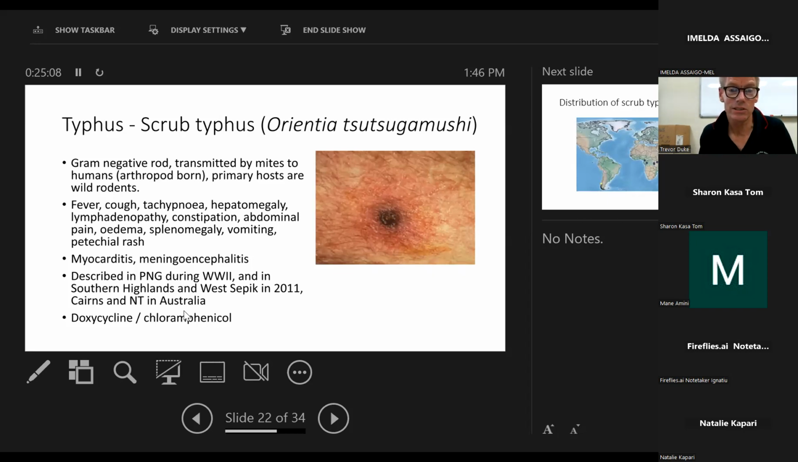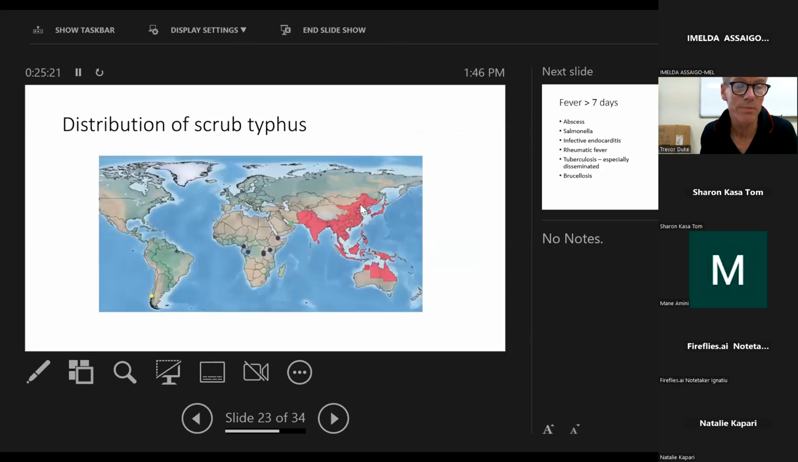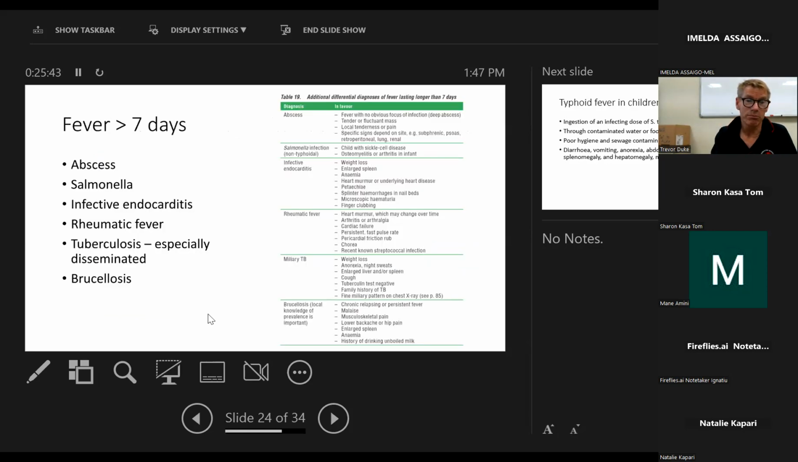It was well described during the Second World War, and in the Southern Highlands and the West Sepik about 10 years ago, and it's common in Cairns and Northern Territory in Australia, and it responds well to doxycycline or chloramphenicol. You can treat it quite well with those simple drugs. The distribution of the red parts of the map are where scrub typhus exists, and you can see it's all around our area. So look for a mite bite in children who've got fever and systemic features, and think of scrub typhus, because it's probably more common than we realize. Take a blood culture, see if you grow it. It might be quite common in some places.